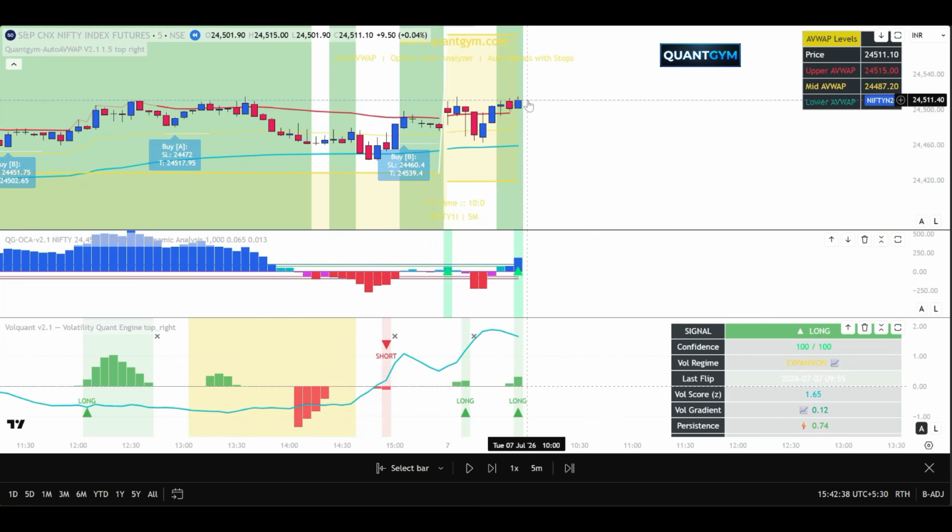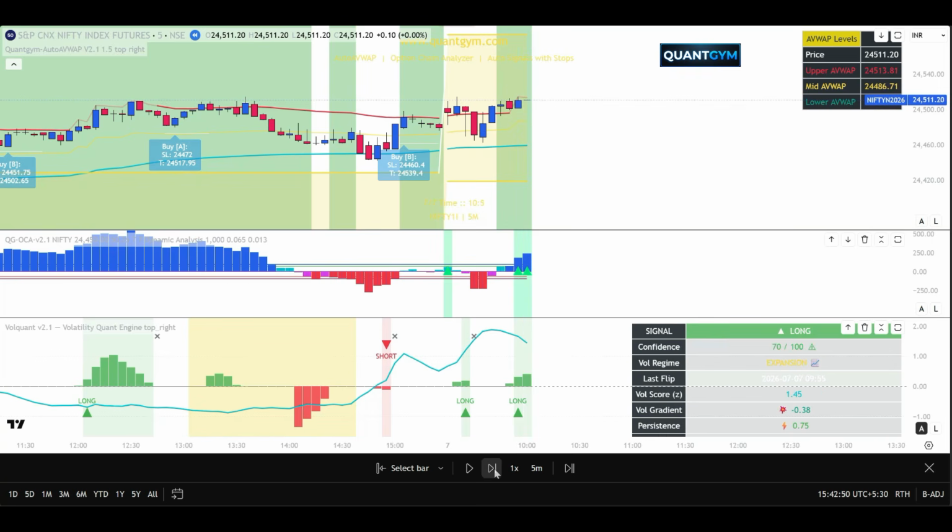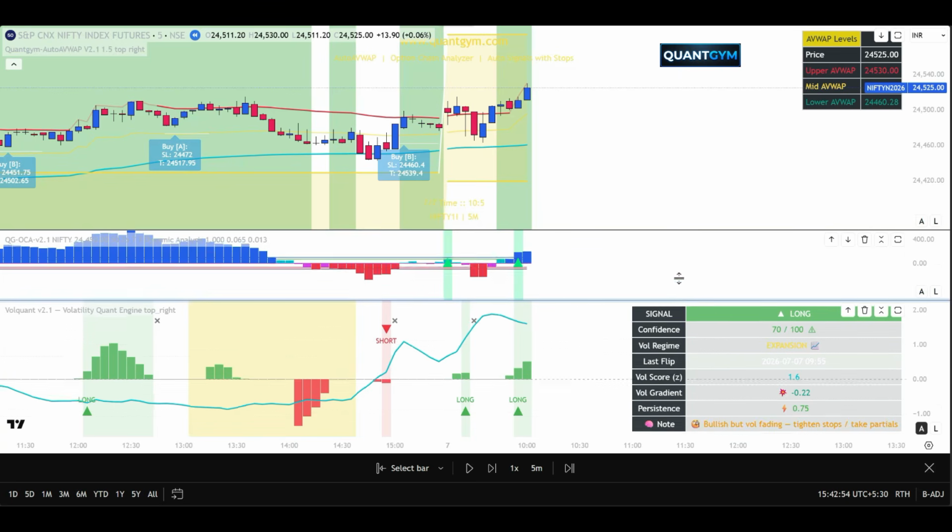Now what should be my stop loss? Very simple, the middle AVWAP. So the middle AVWAP is 24,487. So I get a stop loss of around 24, 25 points. I buy Nifty or I buy a Nifty ATM option or one strike in the money option, whatever. It's good.